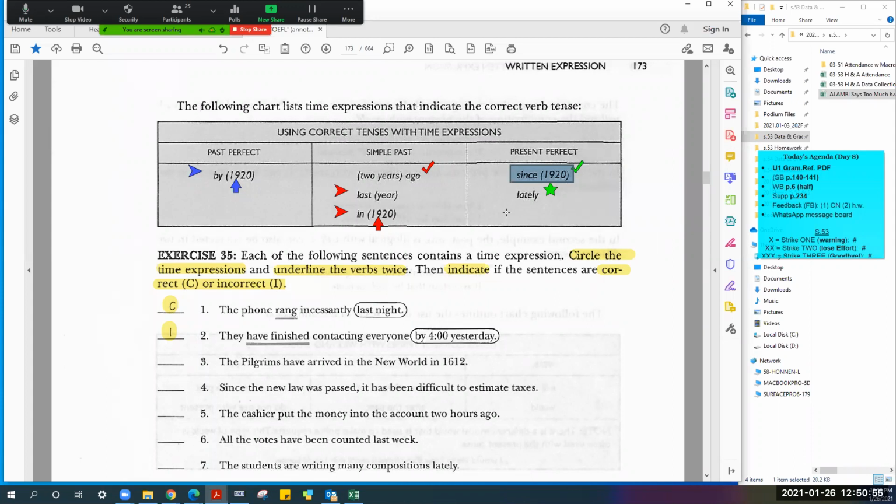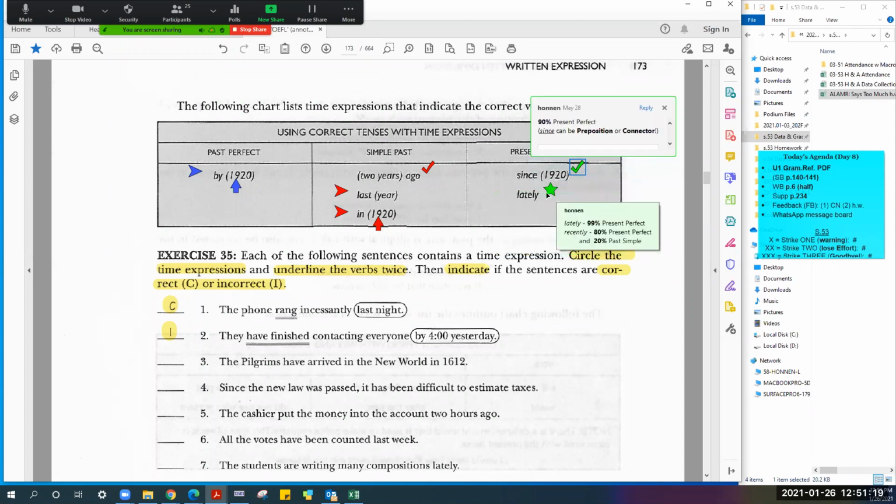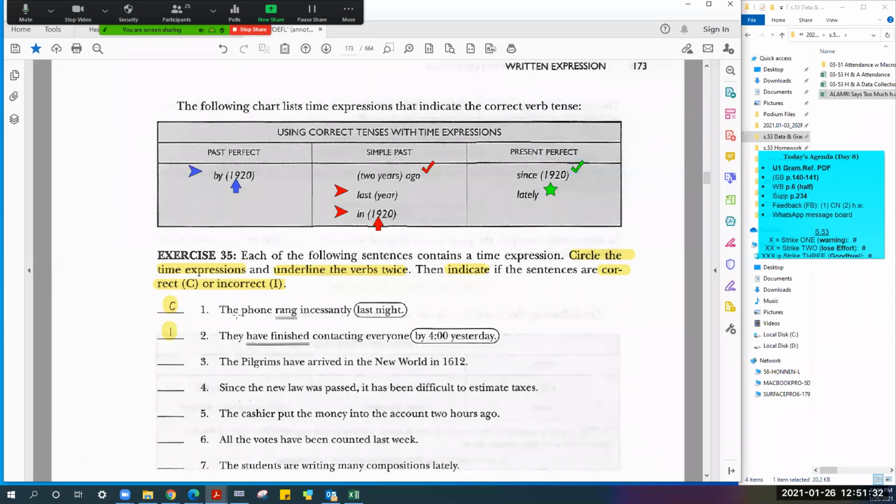Asil, how about the next one? You're muted. Lately. Read the note. 99% present perfect. Recently, 80% present perfect, and 20%. Oh, hold on. Do a screenshot here. Yeah, 20%. Do a screenshot there, guys. You got it? You got a screenshot? Okay, so let's take a look quickly at the exercise.